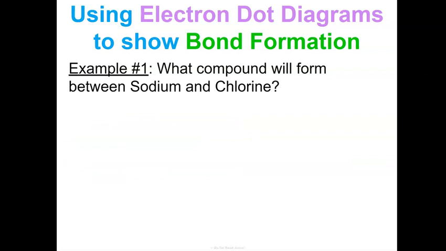So now I think you have this as an example. The first thing I want you to do is write the symbol. What's the symbol for sodium? Na. Now, how many dots, how many valence electrons does sodium have? 1.